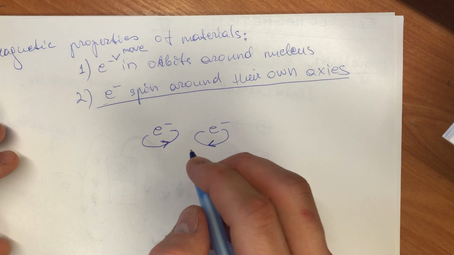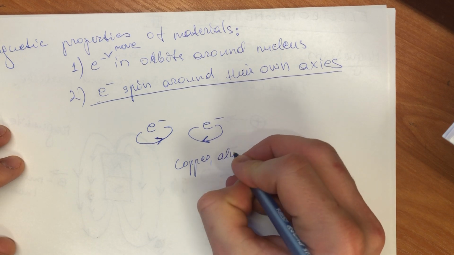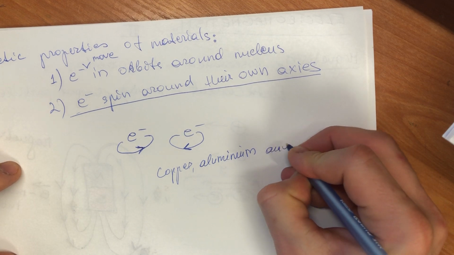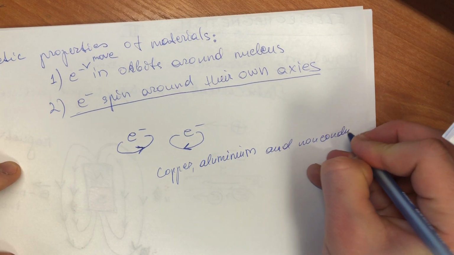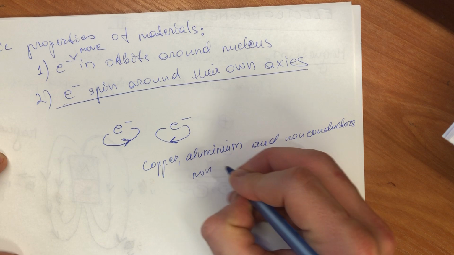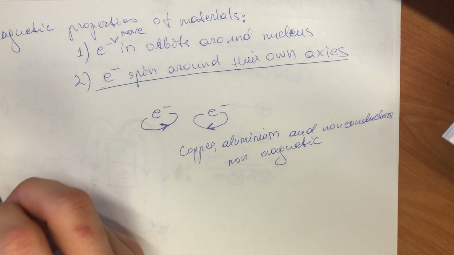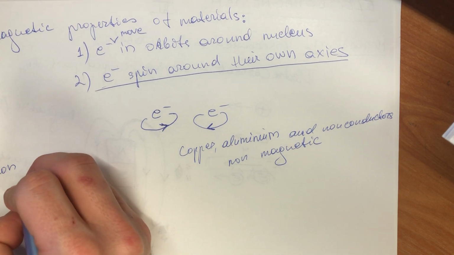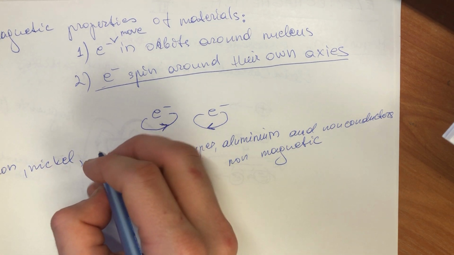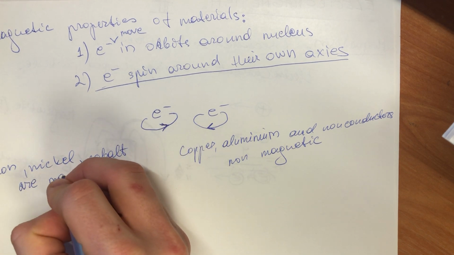As we know, conductors such as copper, aluminum, and non-conductors. These are conductors, but all of these are non-magnetic. On the other hand, iron, nickel, and cobalt are magnetic.